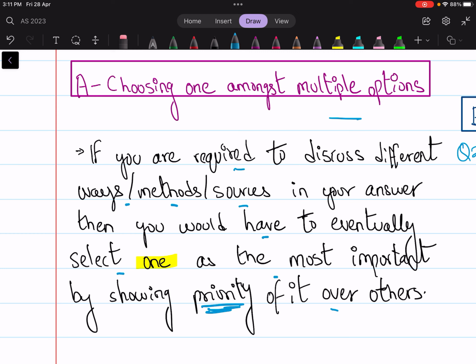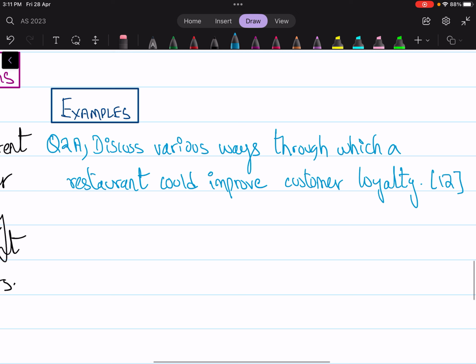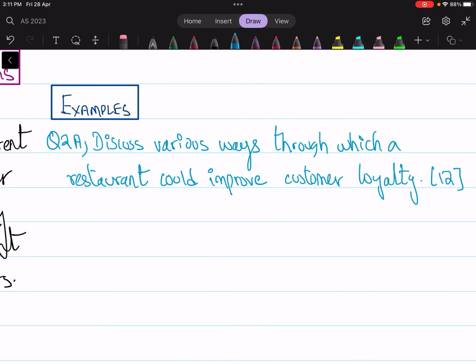So exactly that's what I'm going to do. So let's say for example you have a question. I've solved this question in my classes as well. Discuss various ways through which a restaurant could improve customer loyalty. So in order to gain full marks, you can just mention 2 ways and that could suffice, because knowledge is of 2 marks in this question.